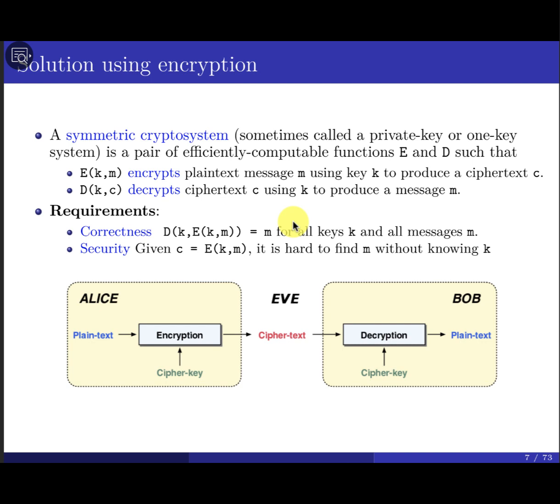Or you can say private key, one key, whatever, all the names are the same, okay? So this one is what? Here we're going to use what's called a pair of efficiently computable functions, E and D. E, the encryption function, D, the decryption function. Okay? This is the encryption function. When you have the message M as the input, inside the encryption here we have to have a key, K.